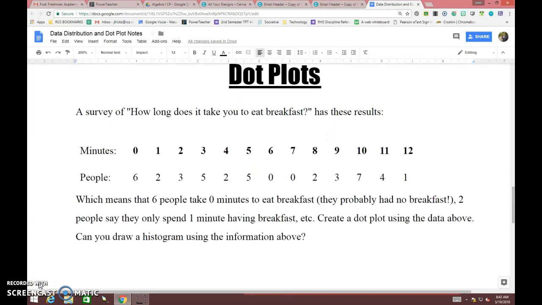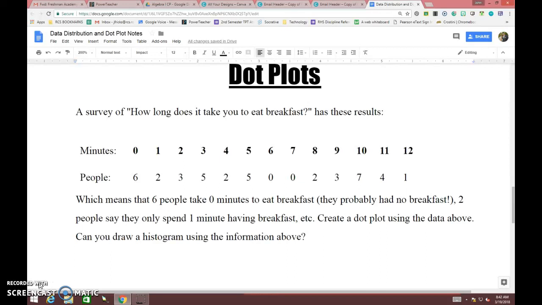All right, so the next topic we're going to talk about on the back is called dot plots. Now, this particular problem says a survey of how long it takes you to eat breakfast has these results. People that did not eat breakfast, there's 6 people. We have people that took 1 minute, 2 people, 2 minutes, 3 people, so on and so forth, right? 3, 4, 5 minutes, there was 5 people, 2 people, 5 people. And you can continue this pattern all the way down.